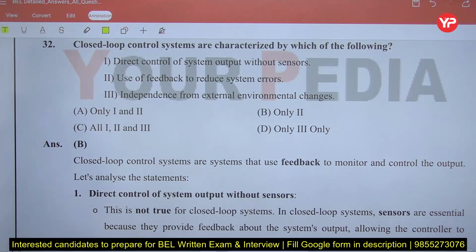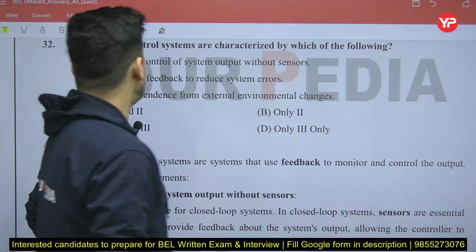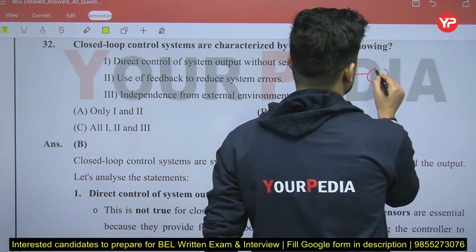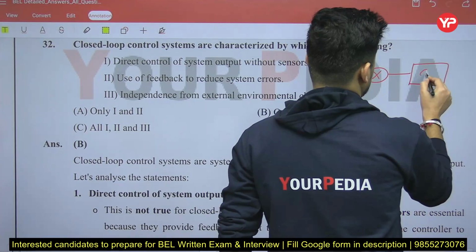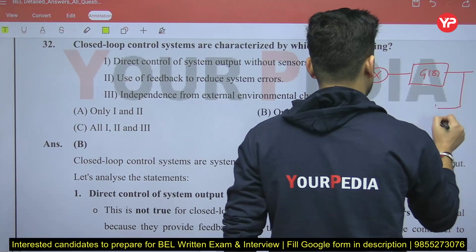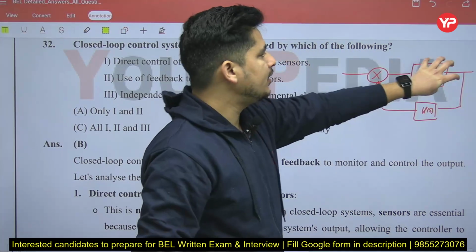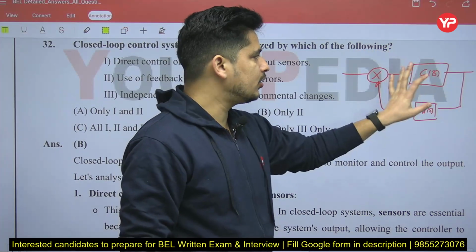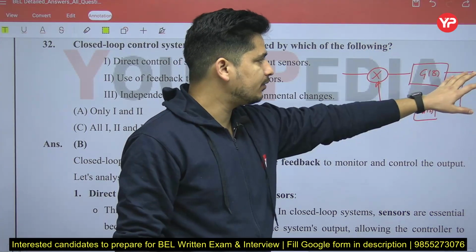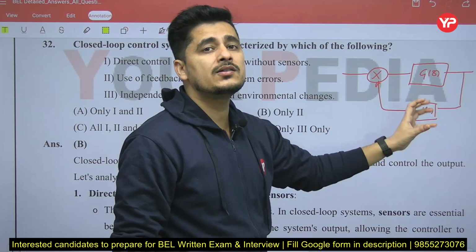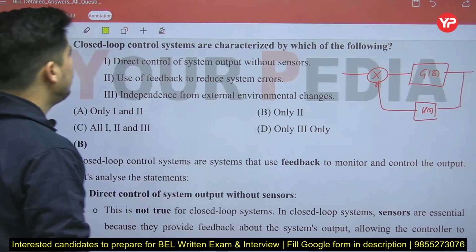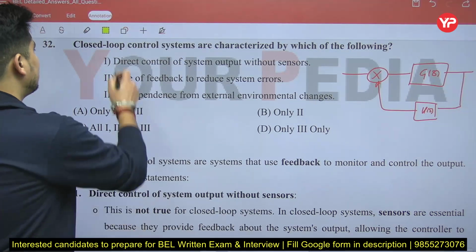Closed loop control systems are characterized by which of the following? Direct control of the system output without the sensor. That is not correct. Because in a closed loop system, what will we have? This is the G(s), this is the H(s). This is your plant, controller. In this G(s) we have plant, controller and all of the things, and we are taking the feedback from the output. Inside this feedback there are sensors, transducers. So direct control of the system output without the sensor, that is not correct.